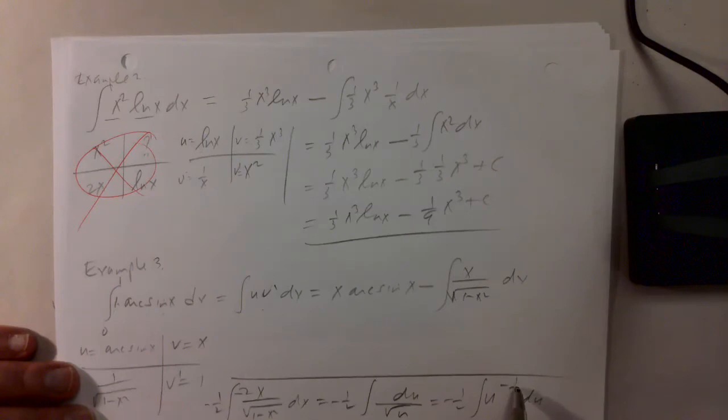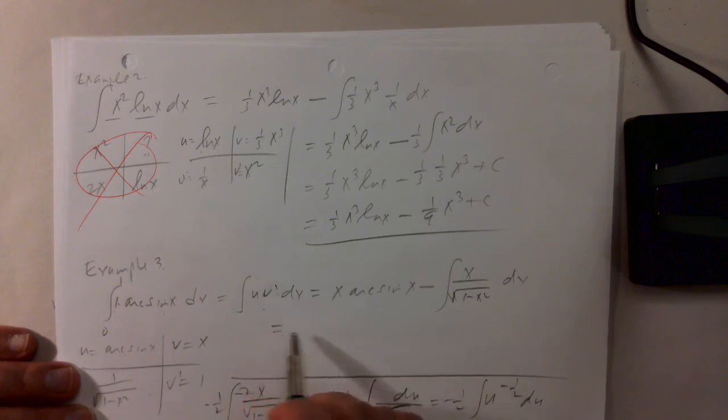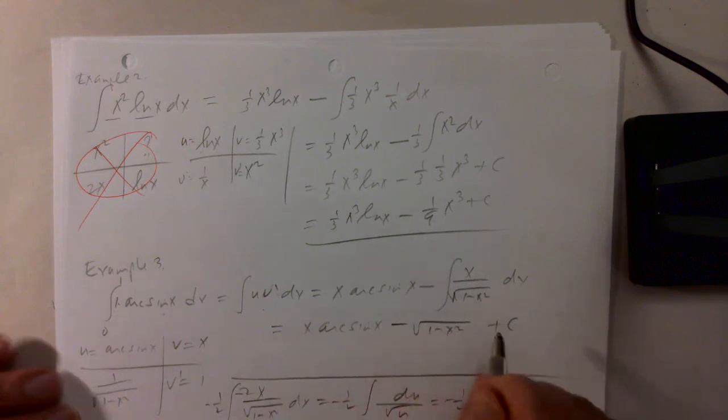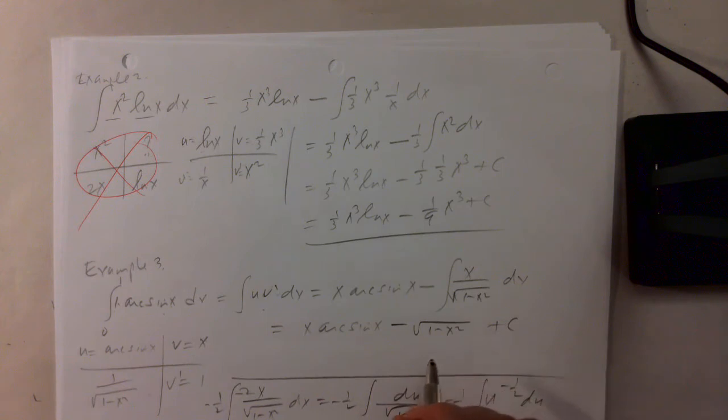Add 1, you get a half. Take the reciprocal, you get 2. So this is minus the square root of u plus a constant, which is minus the square root of 1 minus x squared plus a constant. So I plug this back in here, I get arc sine of x minus the square root of 1 minus x squared plus a constant.